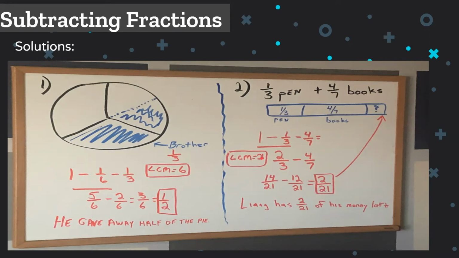And when we want to change everything to 21 units, 2/3 is going to become 14/21. Hopefully that was simple enough for you, or you used your charts. And 4/7 will be 12/21. So now we have 14/21 minus 12/21, which is going to give us a total of 2/21. So our answer is that Lang has 2/21 of his money left.